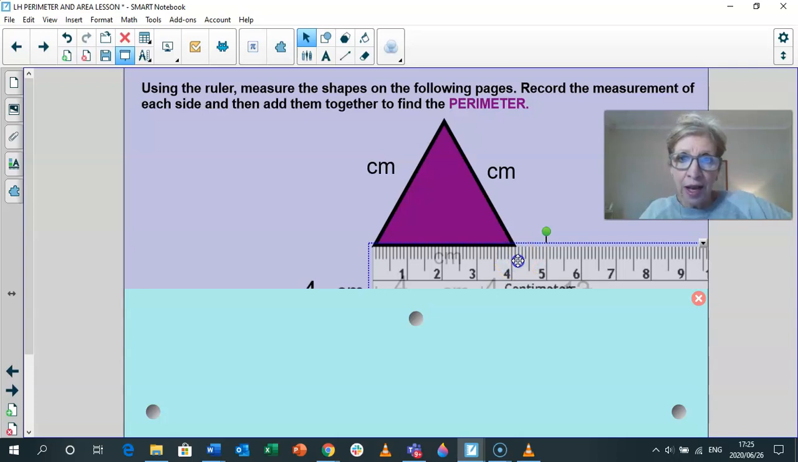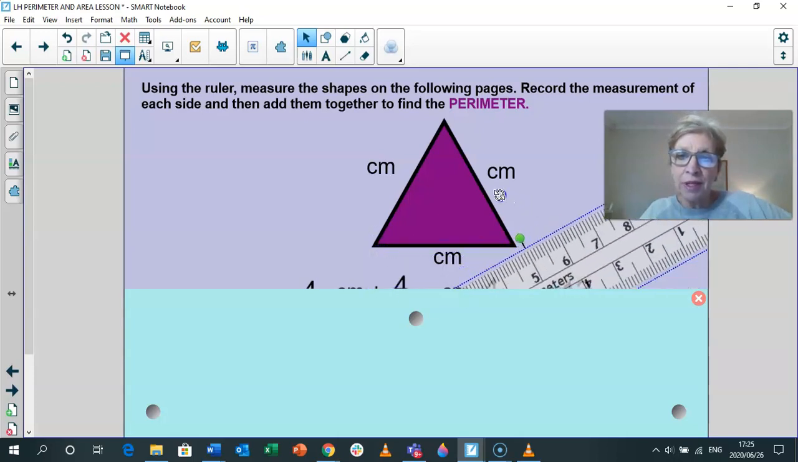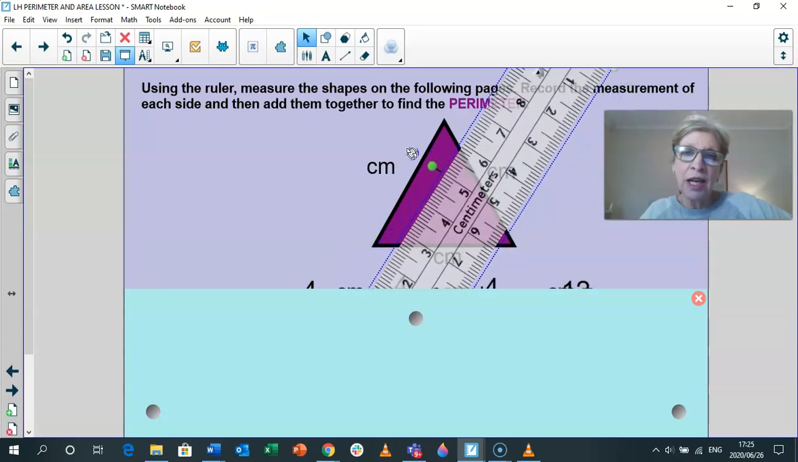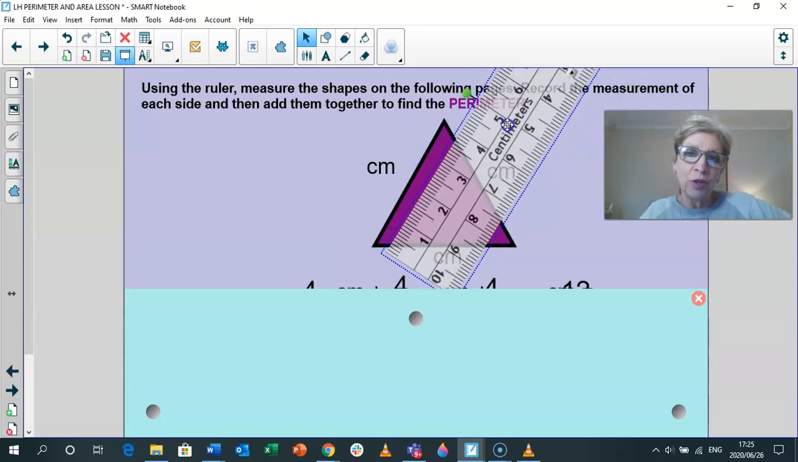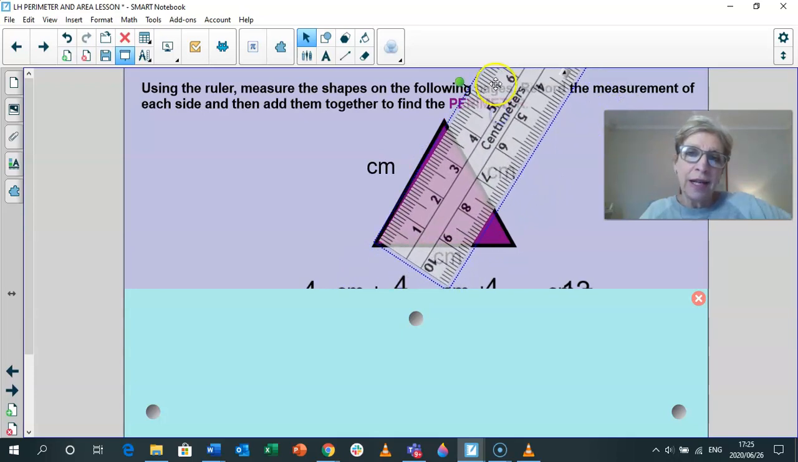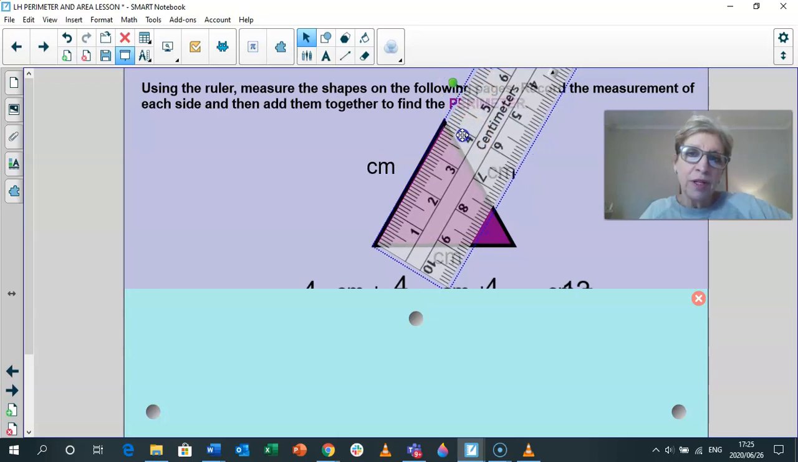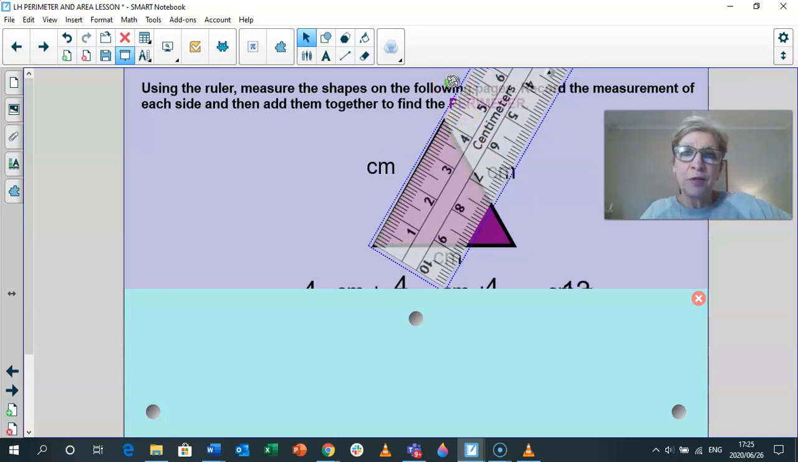So the first side, this side is how many centimeters? Right, 4 centimeters. Now I'm going to turn my ruler around, and I have to get it parallel to the line. It's another new word that you will learn. A line, this line, it's not parallel yet. It's got to go exactly on there. And what is that? It's also 4 centimeters.